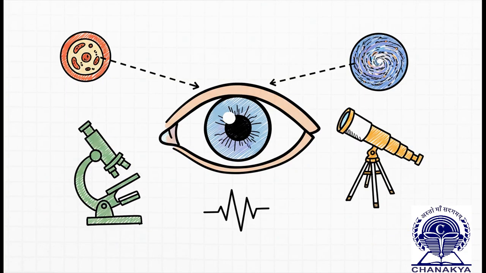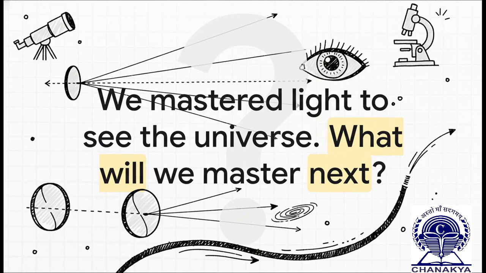So let's just step back and think about that. We started with two incredibly simple ideas: light bounces and light bends. That's pretty much it. And from those basic rules, we figured out how to build instruments that let us see the tiny cells in our own bodies and the most distant galaxies at the edge of the known universe. That's pretty amazing. That whole journey, from somebody noticing their reflection in a still pond to building the Hubble Space Telescope, was all about mastering light. It completely changed our place in the cosmos.